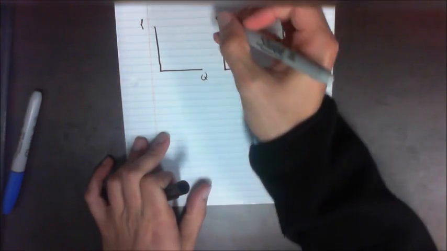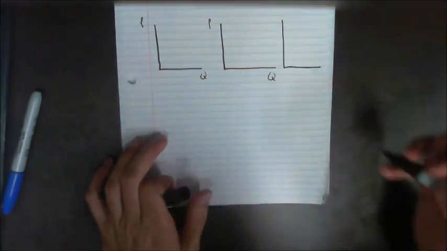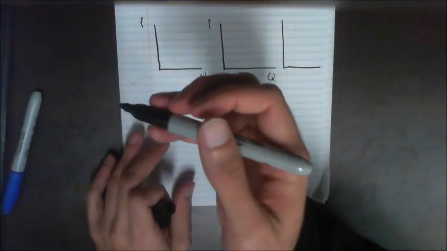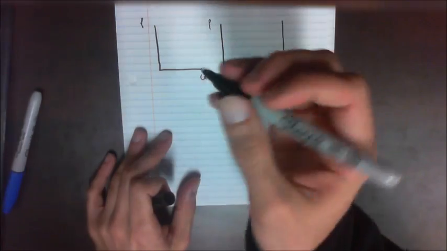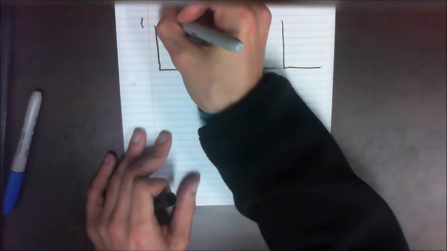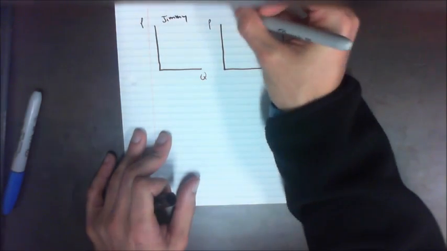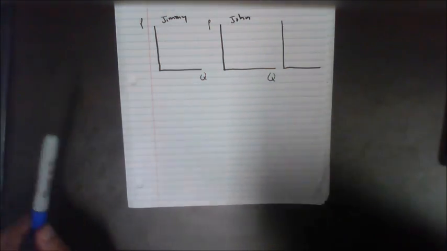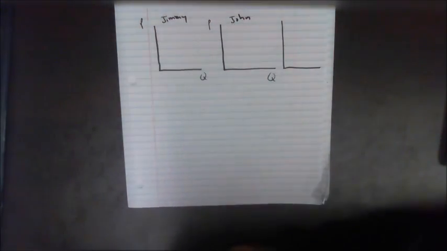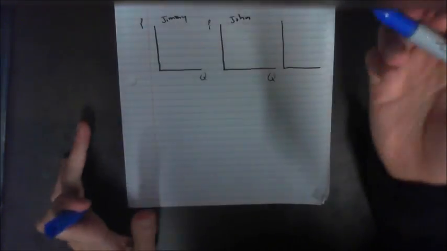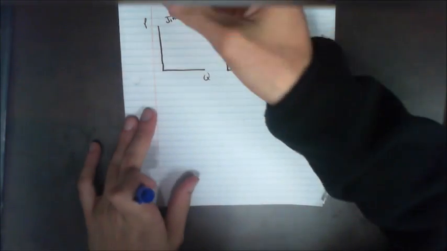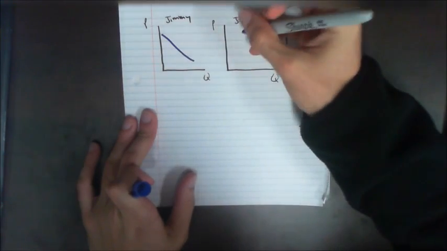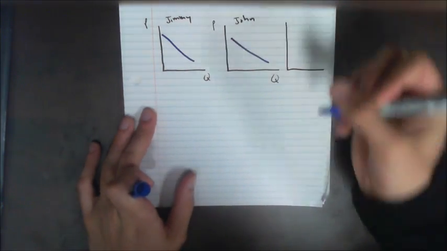Now we'll start off with a very simple example. As you see here, I'm going to draw two demand curves first. I'll draw a demand curve for Jimmy over here and a demand curve for John. And we'll say this is the demand for sandwiches. It really doesn't matter, but let's say this is Jimmy's demand, and this is John's demand.